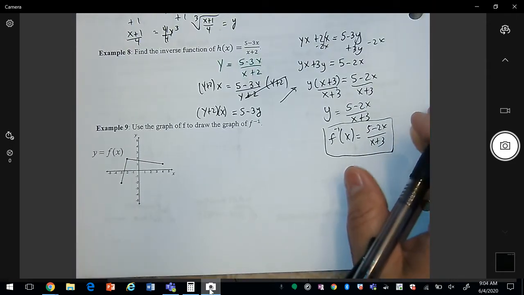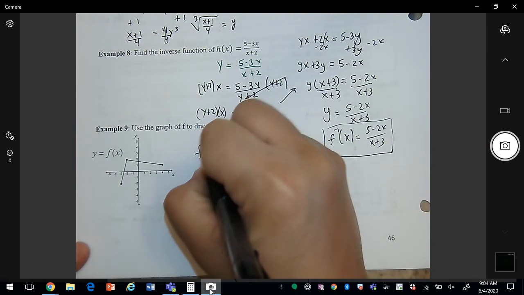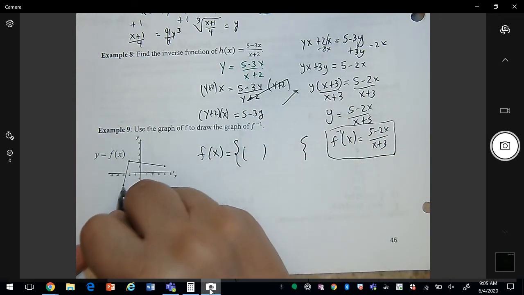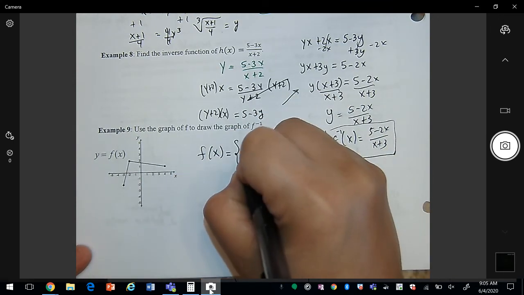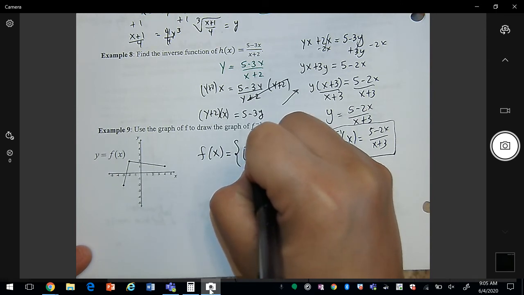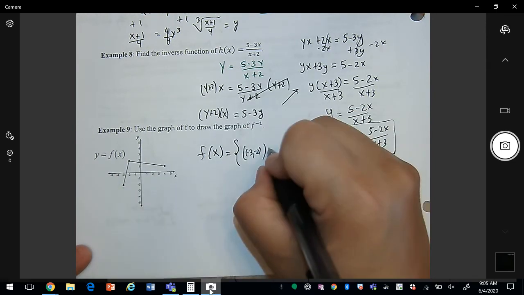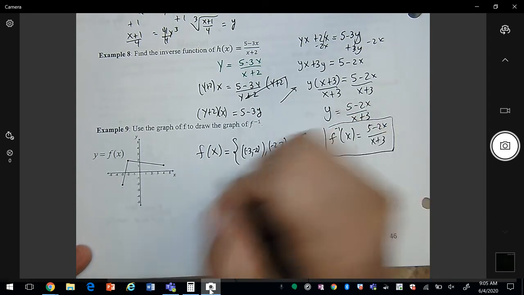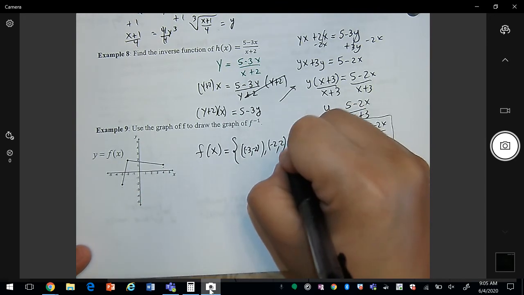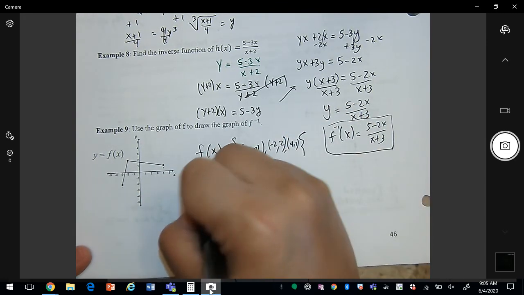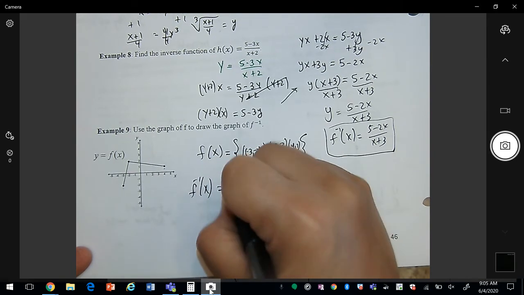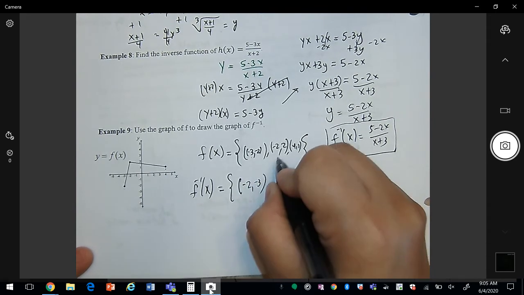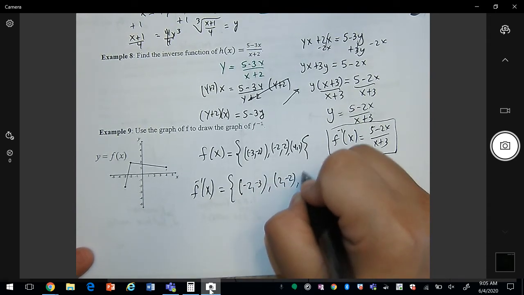Example 9, use the graph to draw the inverse. So here, first, we can look at the graph for f of x, get the ordered pairs. So this point is -3, -2. This point here is -2 and 2. And then this point here is 4 and 1. Since we're looking for the inverse, I can switch these ordered pairs. So instead of -3, -2, I can write -2, -3, 2, -2, and 1, 4.